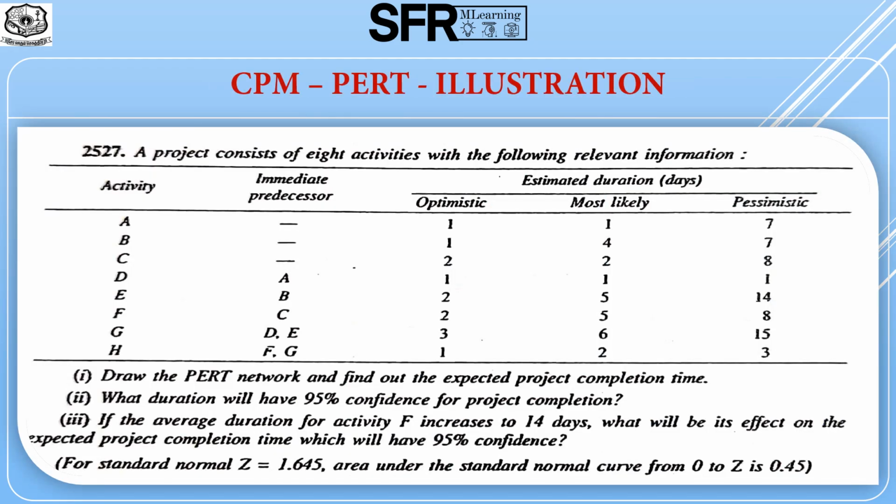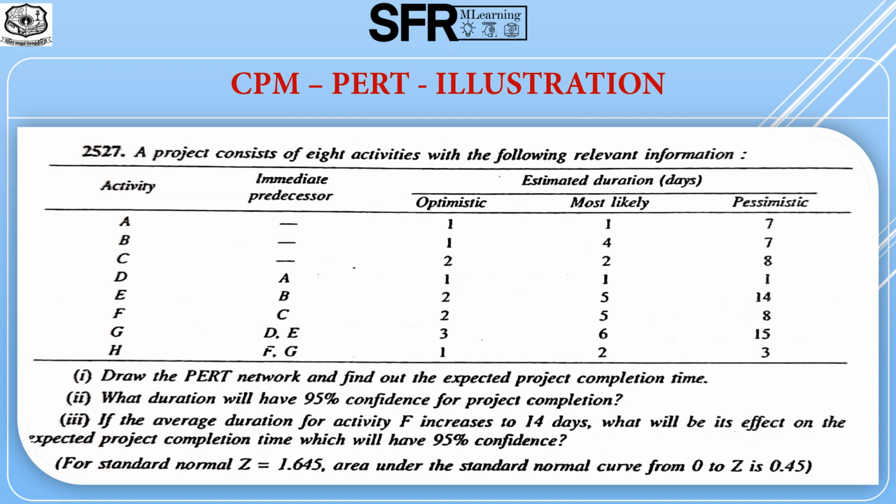Now let us go through the problem. A project consists of 8 activities with the following relevant information. Here the activities are represented from A to H, and their immediate predecessor relationships are given, and the estimated duration time is given in days with the 3 types of timings: optimistic, most likely and pessimistic time. Draw the PERT network and find out the expected project completion time.